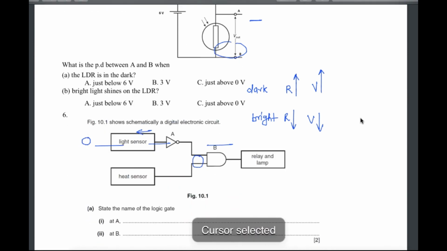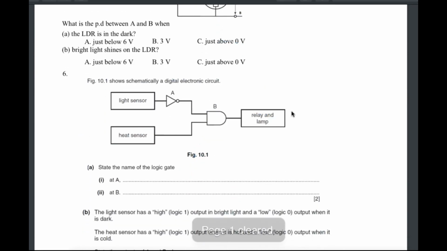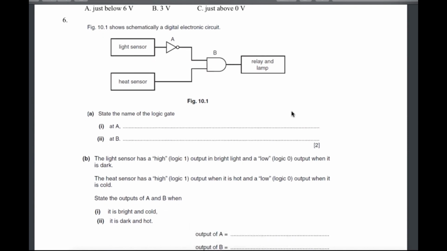Coming to the next, in 6th problem, figure 10.1 shows there is a digital electronic circuit, light sensor, heat sensor, both are there. State the name of the logic gates. So this logic gate is the NOT and this B1 is the AND.